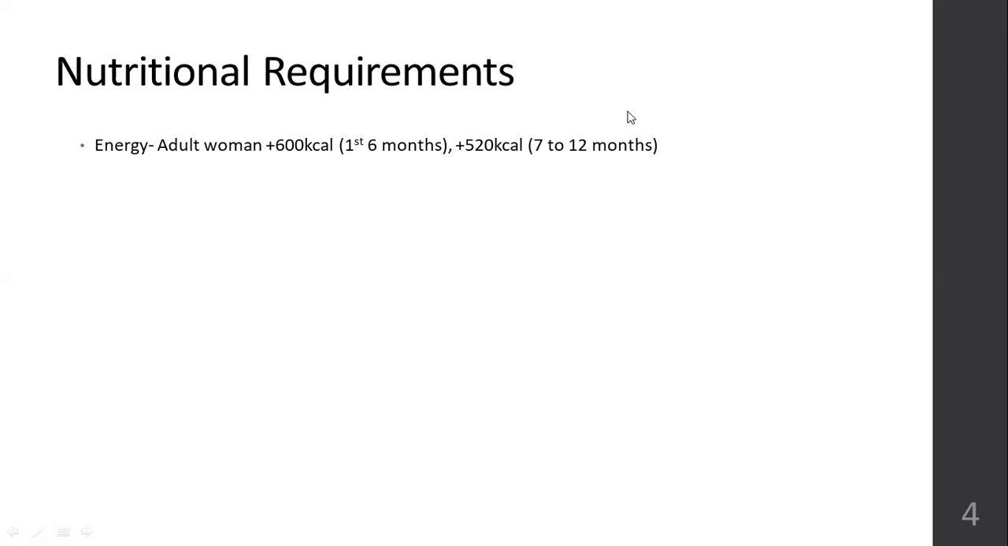The first 6 months of lactation, soon after pregnancy, the first 6 months of exclusive breastfeeding, the mother should have 600 kilocalories more in her diet. And after the first 6 months of exclusive breastfeeding gets over, 500 or 520 kilocalories till the first birthday of the child is enough.